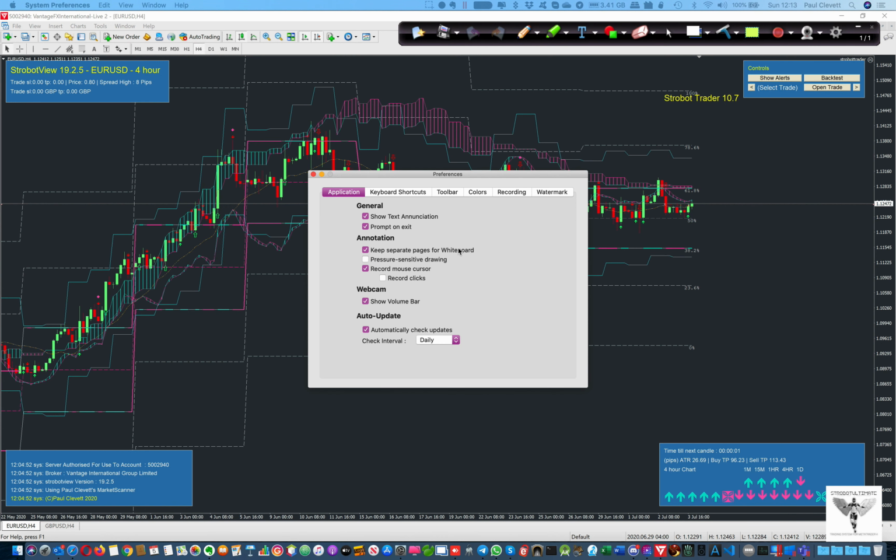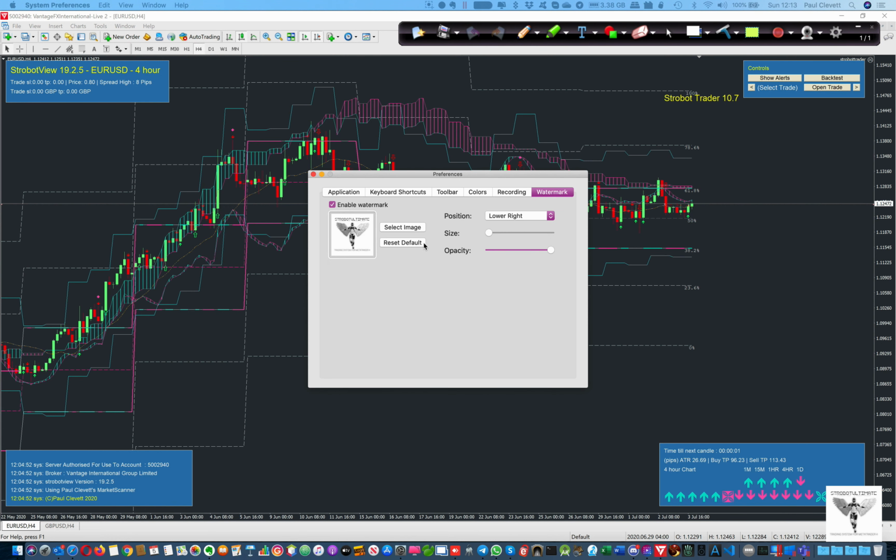Just going to turn off that logo because I need to watermark. No, let's get rid of that so that I just need to be able to see that box down there for you.